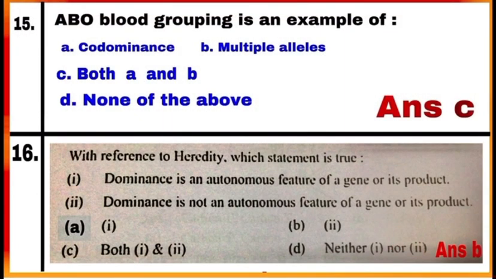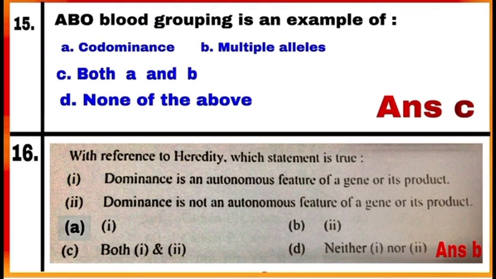Question 15. ABO blood grouping is an example of? It is an example of both multiple alleles and co-dominance, as it is controlled by 3 alleles IA, IB and small i. So it is showing multiple allelism, and it is also an example of co-dominance, as in the case of blood group AB. So here the correct choice is option C, both A and B. So mark C as the correct answer.